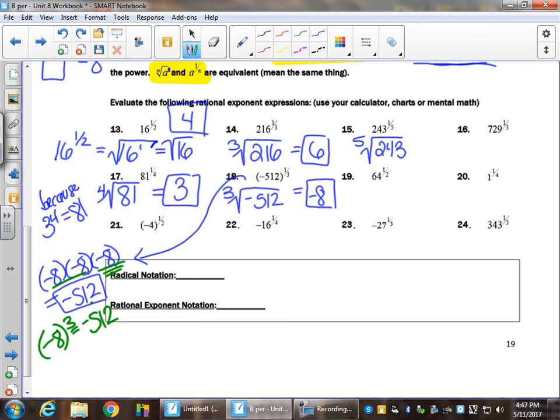I cannot take the even root of a negative. So looking at number 21, that would be the square root of negative 4. That's not okay. That is no solution.